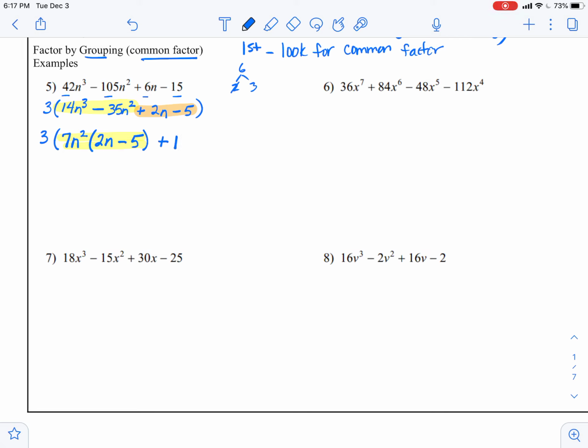Now, when we're doing factor by grouping, we do want to put that 1 there. I just think it makes it easier. So 1 is the most common thing they have. There's no numbers in common because the 5 doesn't have an n. So if I just divide both of those by 1, I still get what I started with.